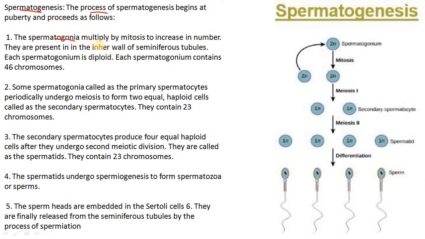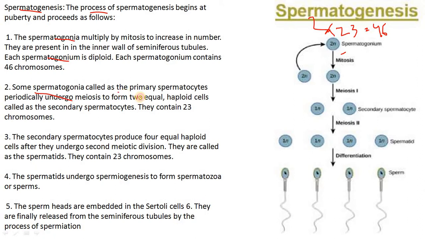The spermatogonia multiply by mitosis to increase in number. They are present in the inner wall of the seminiferous tubules. Each spermatogonium is diploid. Each spermatogonium contains 46 chromosomes. So here it is 46, that is 2 into 23, that is 46 chromosomes. 2n number of chromosomes are present in each spermatogonium, okay?